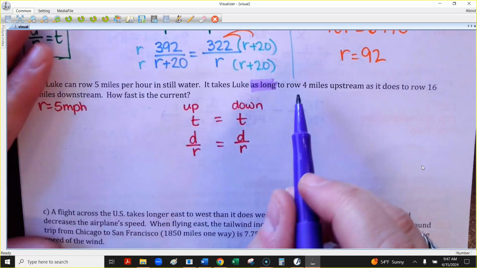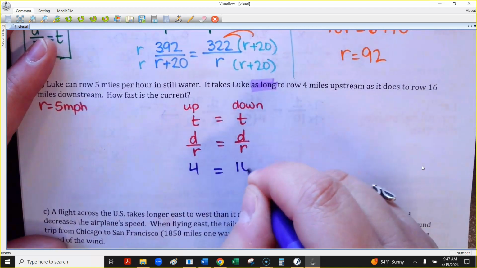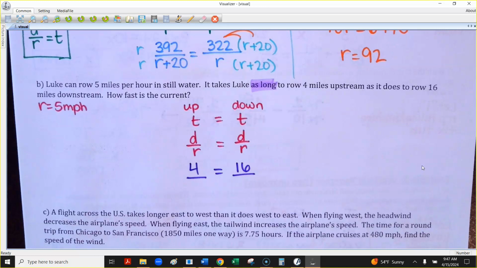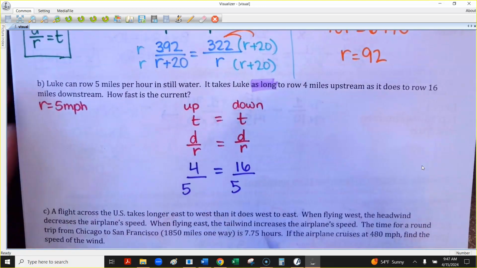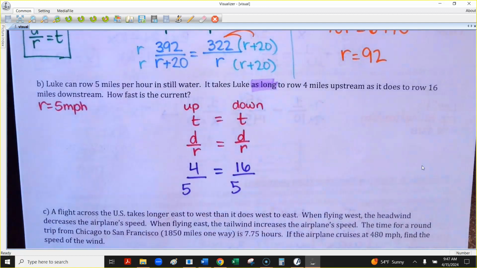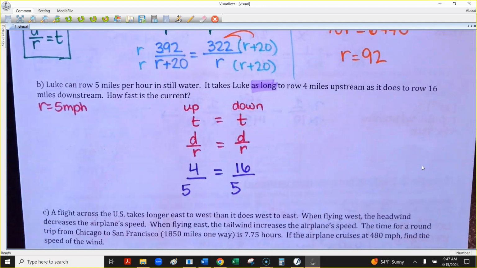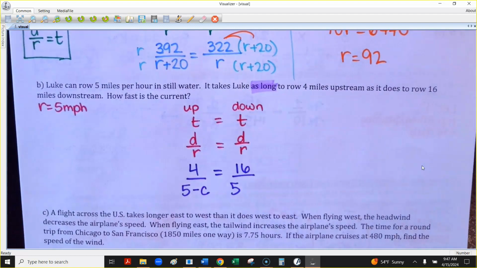Okay, upstream, the distance is 4 miles. Downstream, the distance is 16 miles. So I'm just setting that into the top of each of the fractions. Now, since the distance is radically different, but he's traveling the same speed, right? His speed, just leave a little bit of space, I'm going to put the 5. If he is going only 4 miles, then the current in the water is going to be working against the boat, slowing him down. So I'm going to write 5 minus C because the current is slowing him down.